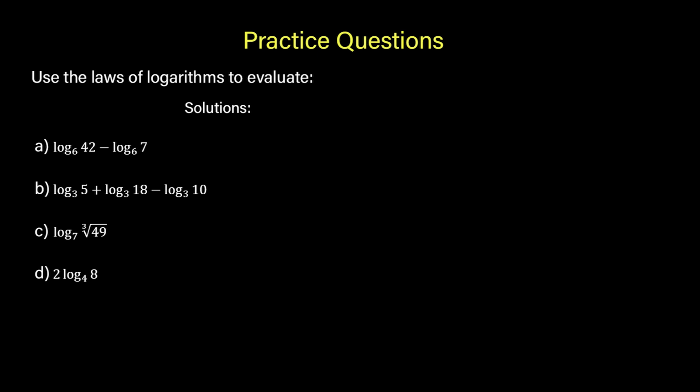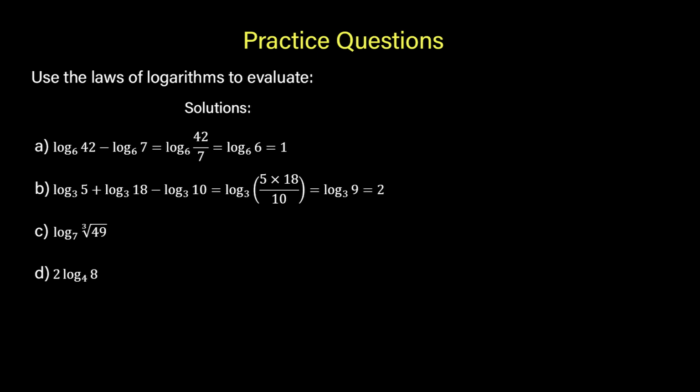Solution. A. The expression equals log of 42 divided by 7, to the base of 6. Log of 6 to the base of 6 equals 1. B. The expression equals log of 5 times 18 divided by 10, to the base of 3, which equals log of 9 to the base of 3. Log of 9 to the base of 3 equals 2.